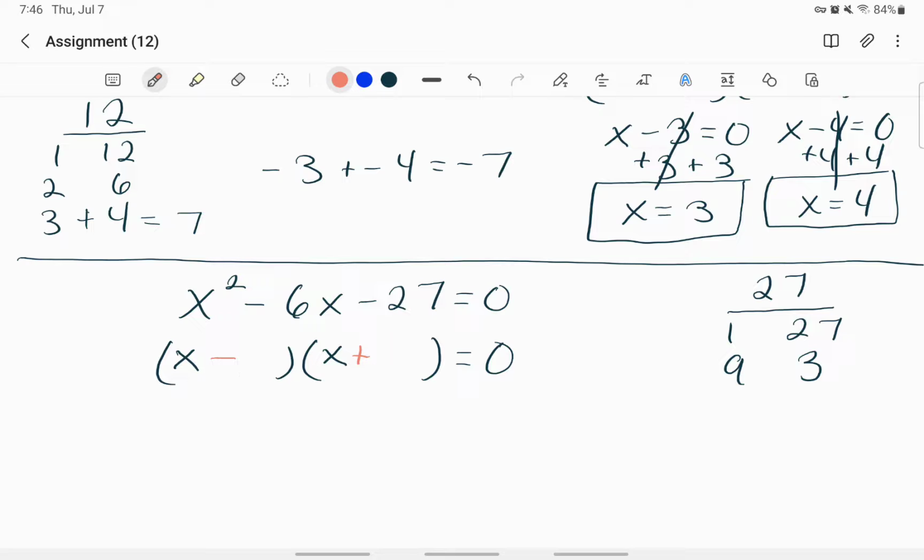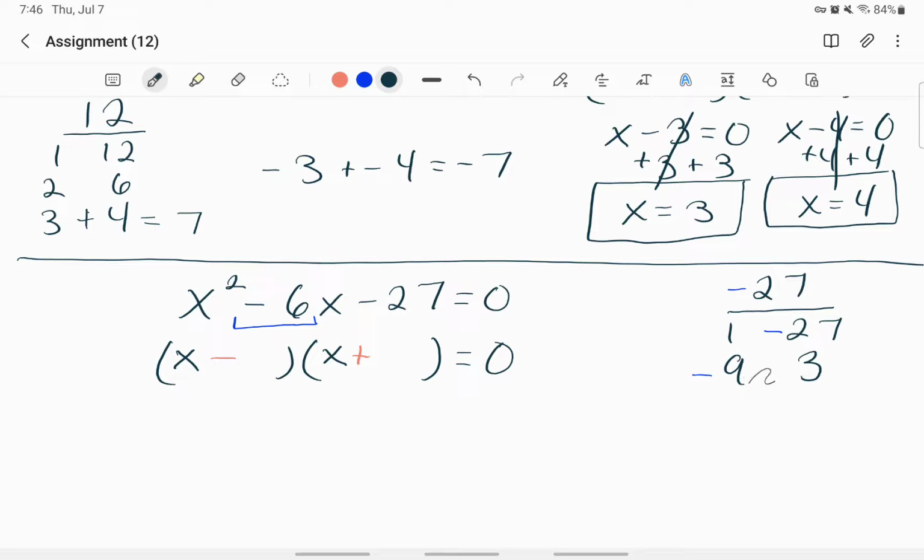Because a negative times a positive is a negative number. In addition, because this is a negative 6 here, that means the larger factor must be negative. So when I look here at my factors, the larger factor must be negative. So 1 and negative 27, negative 9 and 3, because this is negative 27.